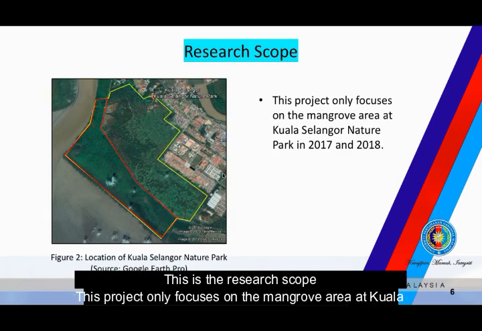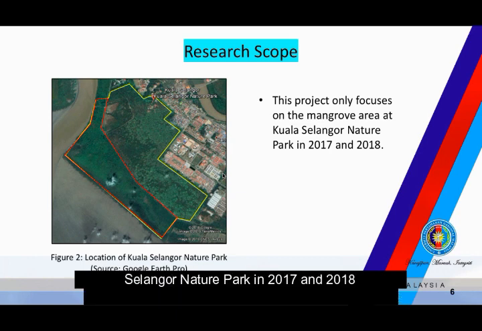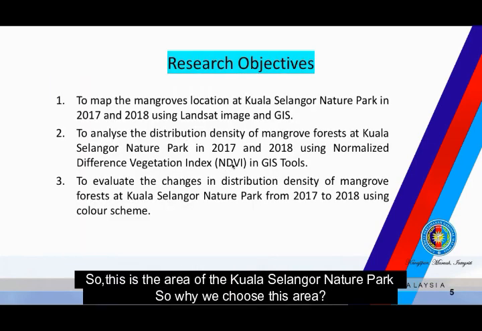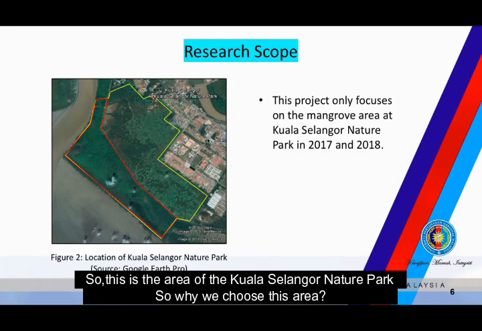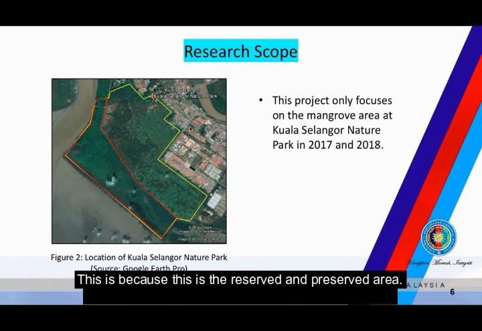This is the research scope. This project only focuses on the mangrove area at Kuala Selangor Nature Park in 2017 and 2018. So this is the area of the Kuala Selangor Nature Park. Why we chose this place is because this is a reserved and preserved mangrove area.